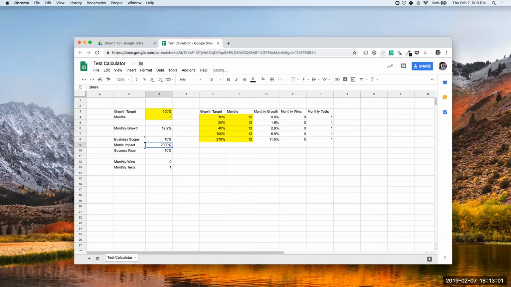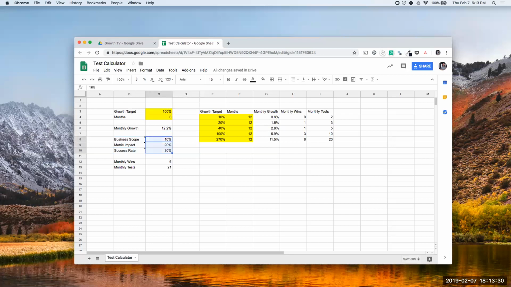So always be thinking about this. It's a pretty straightforward but useful tool for thinking about your strategy. How do you get these numbers up? Are you testing a big enough part of the business? Like retargeting, for example. How many people are really going to come back through retargeting, when you don't have that much website traffic in the first place? Always be thinking about the business scope, the metric impact, and the success rate that you expect.